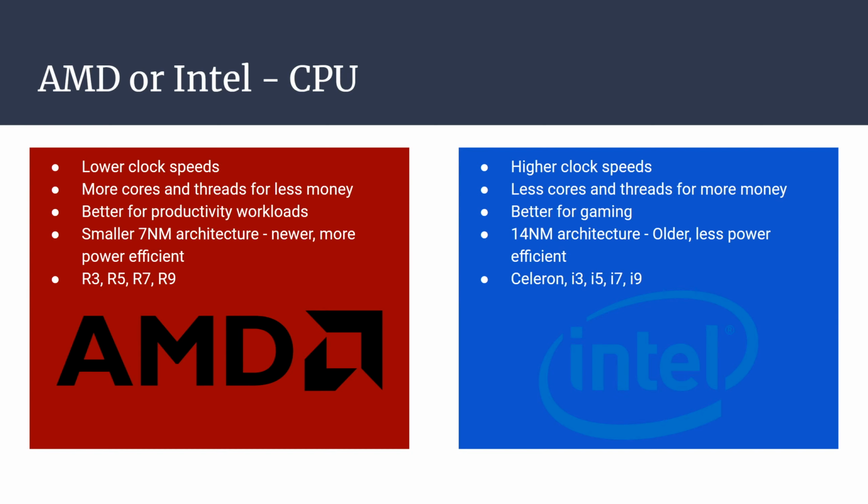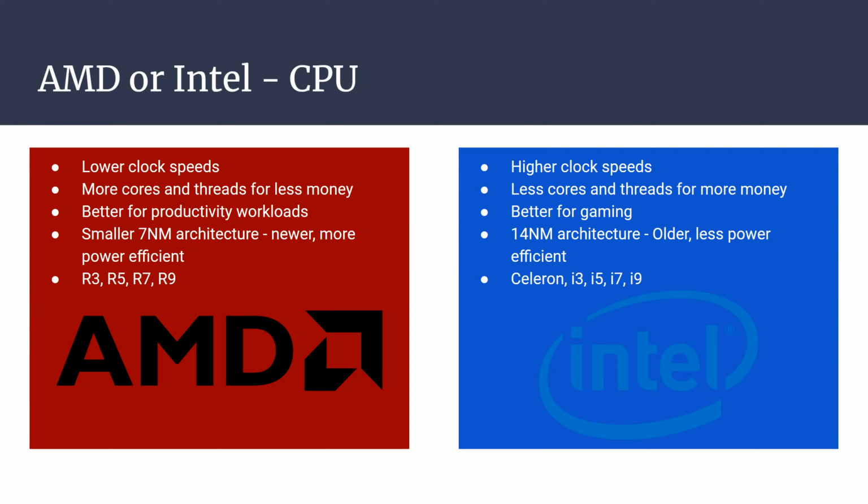Next we have the smaller 7 nanometer node and process. This is the architecture that AMD uses. It is significantly newer and more power efficient than the Intel counterpart, which is double the size at 14 nanometers. On AMD, they have the Ryzen 3, Ryzen 5, Ryzen 7, and Ryzen 9 series.